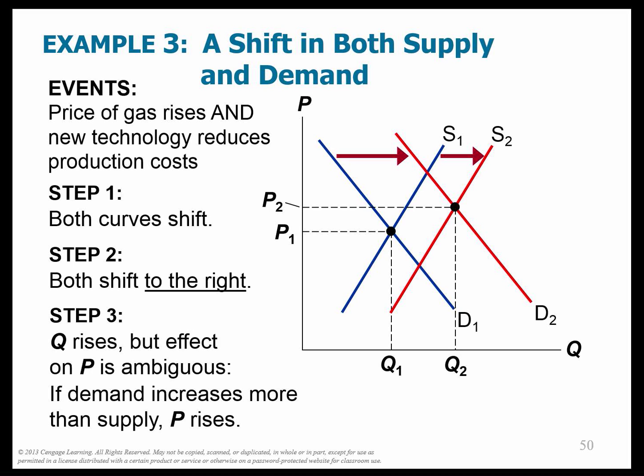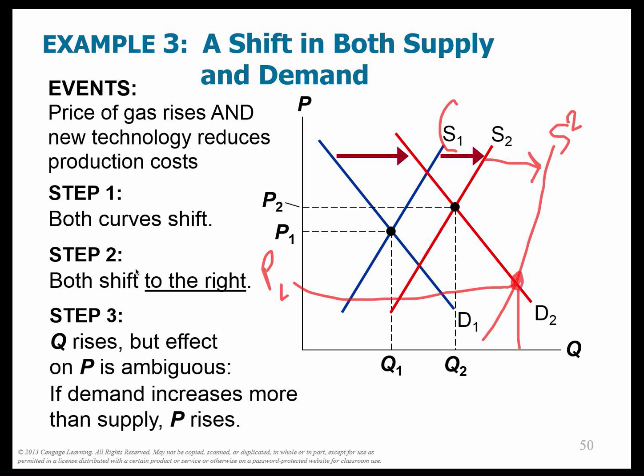But I want you to see that it depends on how I draw it, okay? Let's suppose that instead of that S2, I would have drawn S2 way out here. Suppose it moved a lot, and this was S2, okay? Then you see right here, this would be my new equilibrium. For sure, quantity increases, but look, price actually went down. This would be P2 right here. So price goes down if supply shifts a lot.